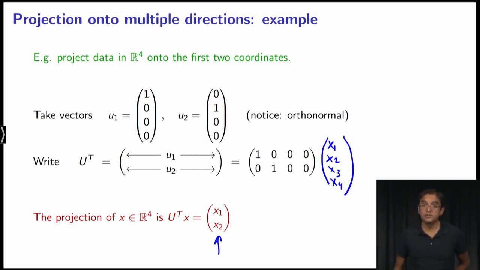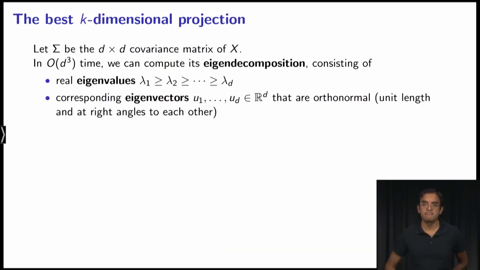Okay, so let's move on to the optimal projection now. As before, this is given by the eigenvectors of the covariance matrix. So we have a d-dimensional data set. That means its covariance is a d by d matrix, and this matrix has an associated set of eigenvectors. These are special directions associated with the matrix.